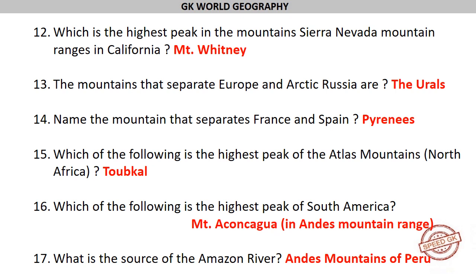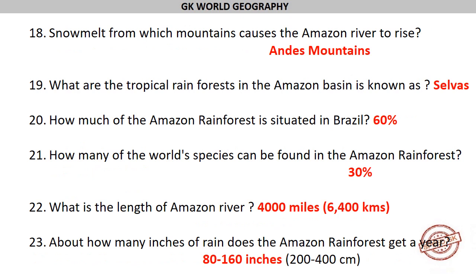Which of the following is the highest peak of South America? Mount Aconcagua, in the Andes mountain range. What is the source of the Amazon River? Andes Mountains of Peru. Snowmelt from which mountains causes the Amazon River to rise? Andes Mountains. The tropical rain forests in the Amazon basin are known as selvas.